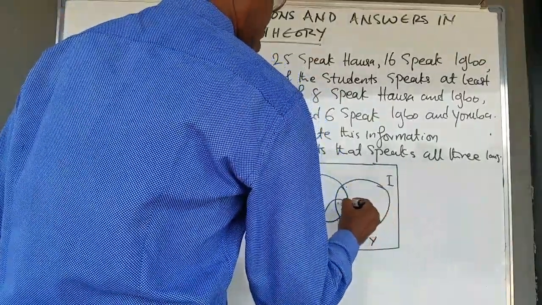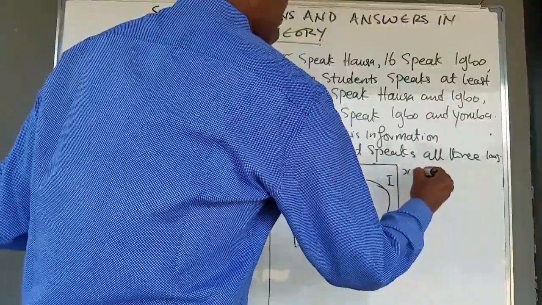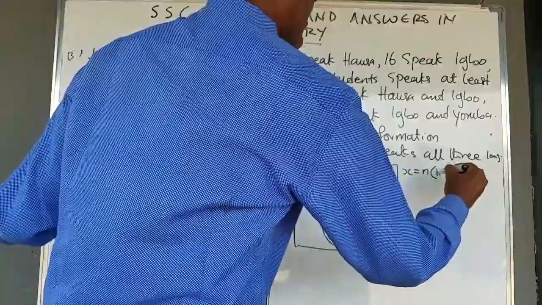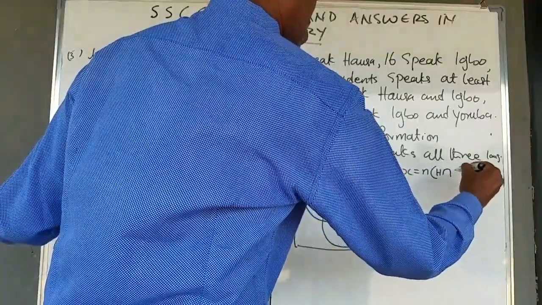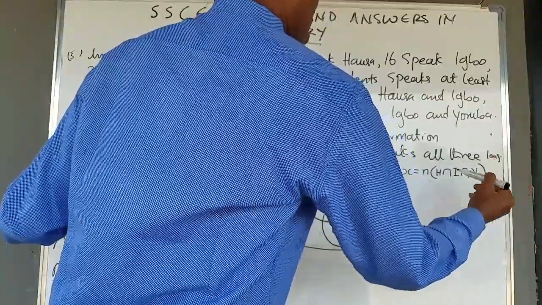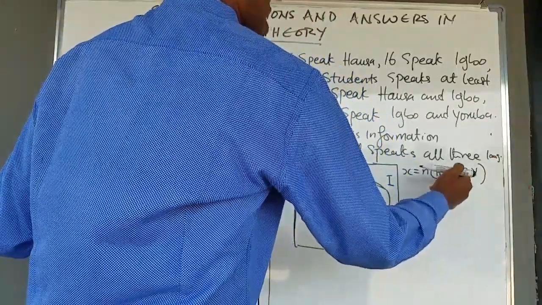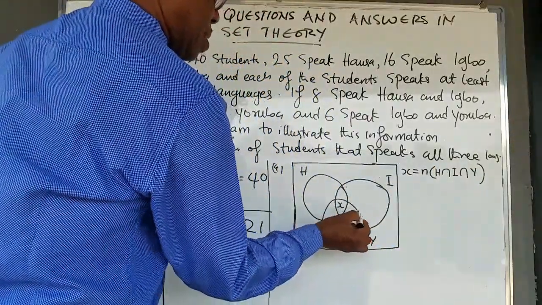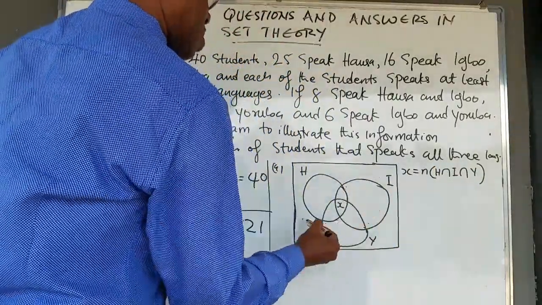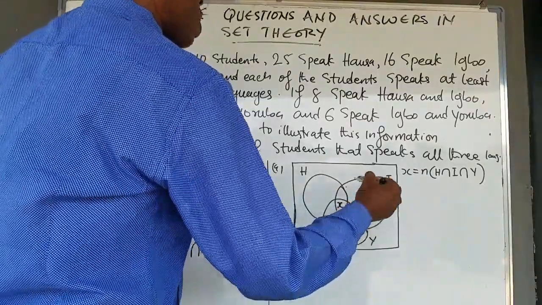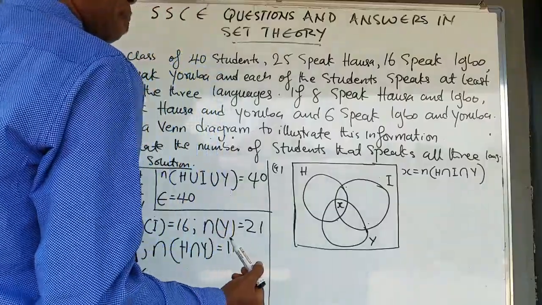let me call it X now. My X now is actually the number that speak Hausa intersection Igbo intersection Yoruba. That means they speak Hausa, Igbo, and Yoruba. Notice where I place the X so that it's at the center. X is here, at the middle here. Those that speak all the 3 languages.